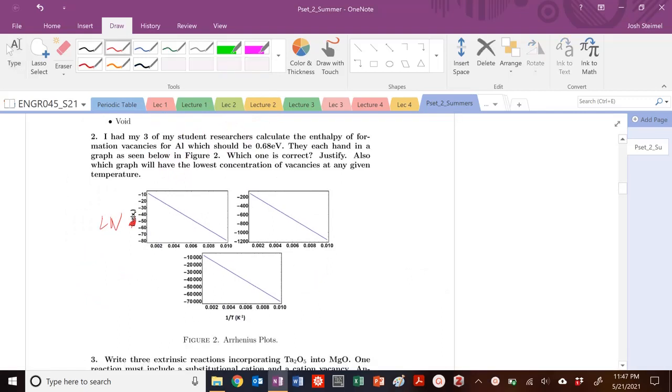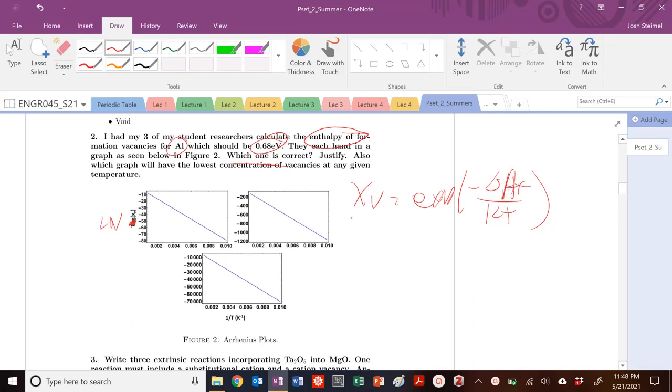For number 2, I have 3 of my students, and we're calculating the enthalpy of formation for vacancies of Al, which should be 0.6 eV. They each hand in a graph. Which one's correct? Justify which graph will have the lowest concentration of vacancies at any given temperature. We know that the concentration of vacancies is equal to exp(-ΔHf/kT) for metals. This only holds for metals.